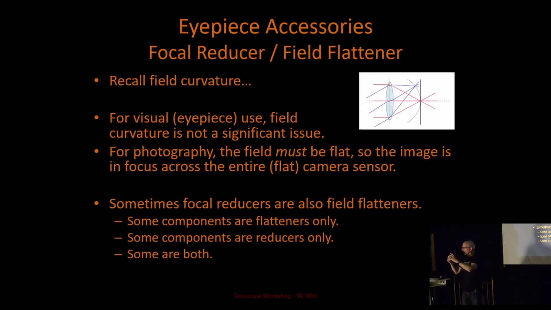If you just look at the component, you can't necessarily tell without reading the details. So for visual use, the field curvature is not that important, right? For photography, though, you typically want the field to be flat. So photographers will tend to buy these things that are either just a flattener or a reducer flattener. Some are both. So you may have a component like this that is just a flattener or a reducer flattener for photography. If all you want to do is visual, you probably just need a reducer only, right? So you don't want to pay for something you don't need, necessarily. So you can look for the fine print there.